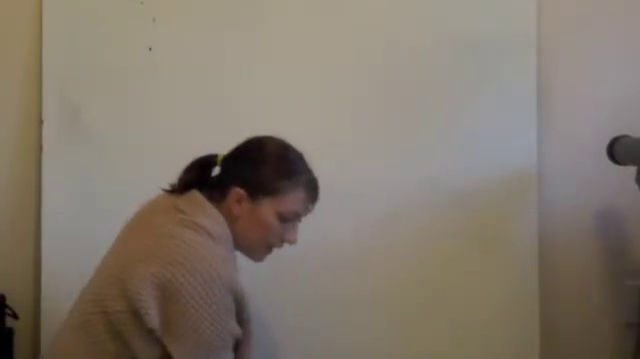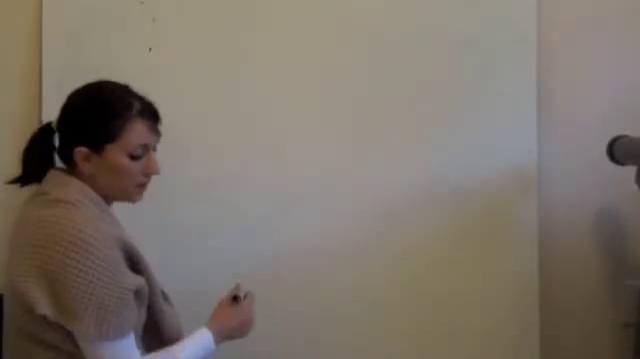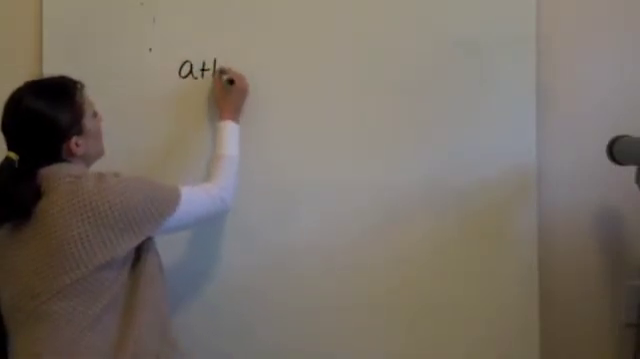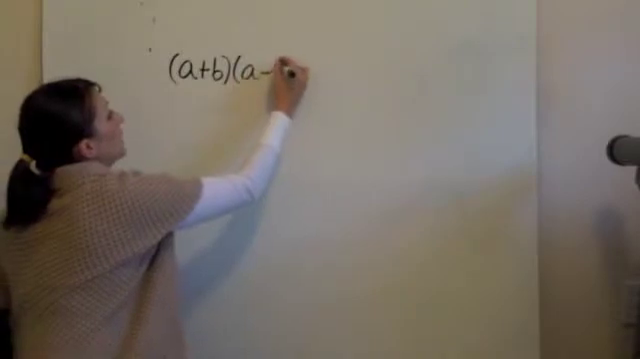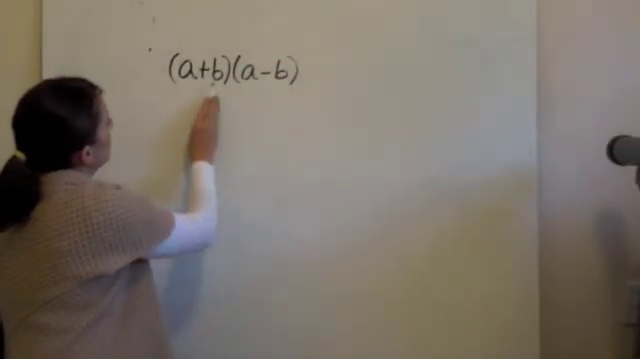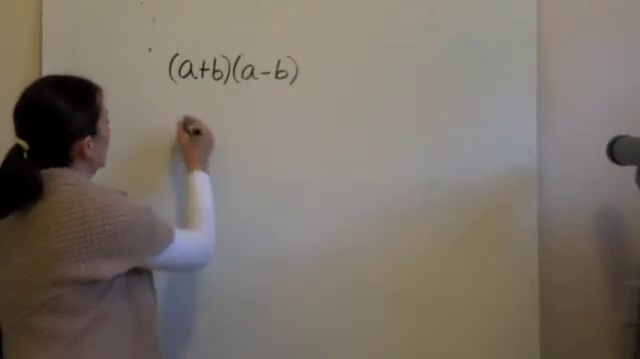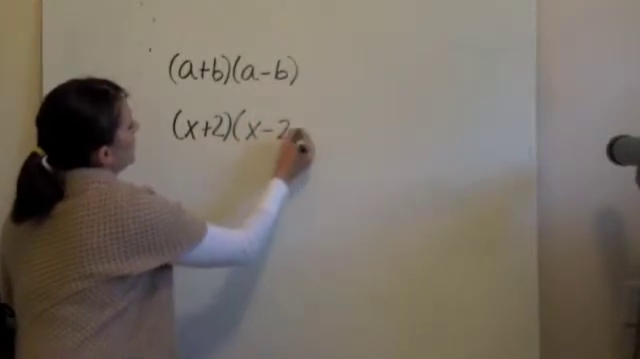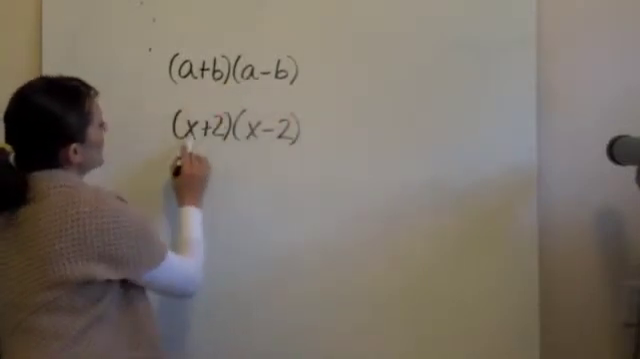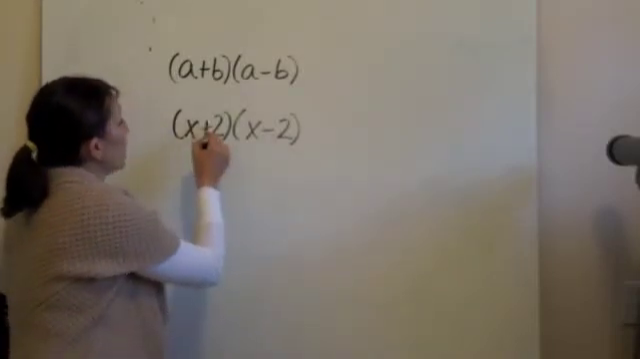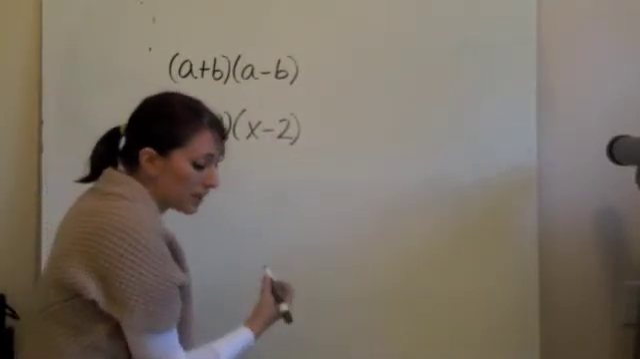Alright, and then what we have is called the product of the sum and difference of two terms. Basically that means whenever we have two binomials like this, one is an addition, one is a subtraction, but the two terms in each of these are the same. For example, x plus 2 times x minus 2. The first two terms are the same, they're both x. The second two terms are the same, they're both 2. The only difference is that one has addition in the binomial and the other one has subtraction.